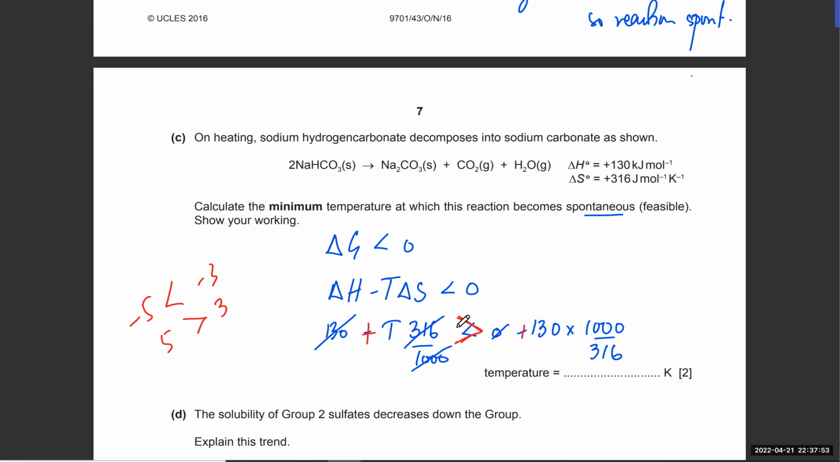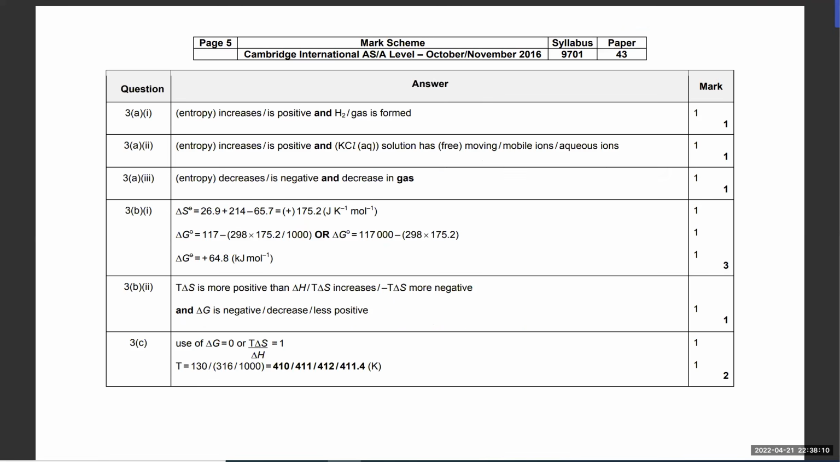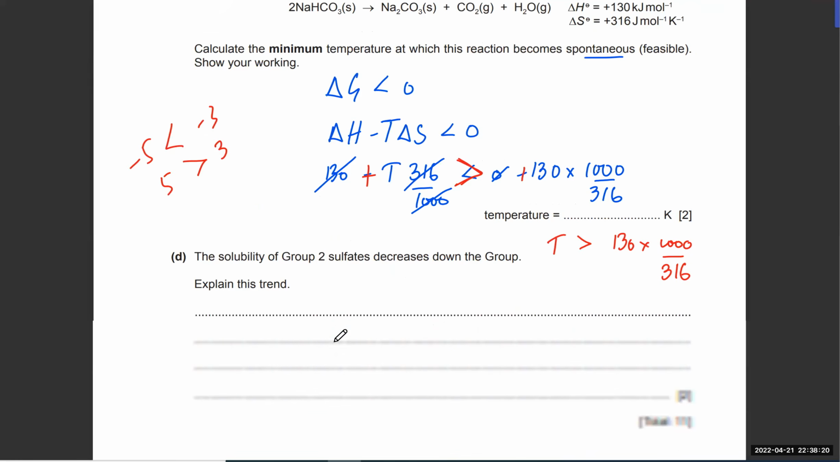So basically at the end of the day, T is greater than 130 times 1000 divided by 316. So what do you get? 411. 411 Kelvins, right? So that is your answer for this one.